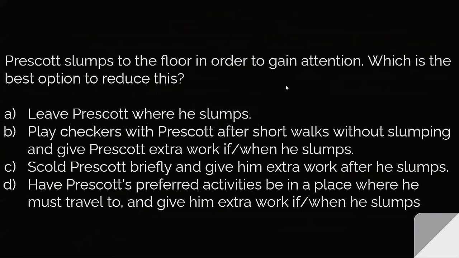Prescott slumps to the floor in order to gain attention. Which is the best option to reduce this? A, leave Prescott where he slumps. B, play checkers with Prescott after short walks without slumping and give Prescott extra work when he slumps. C, scold Prescott briefly and give him extra work after he slumps. Or D, have Prescott's preferred activities be in a place where he must travel to and give him extra work if and when he slumps.